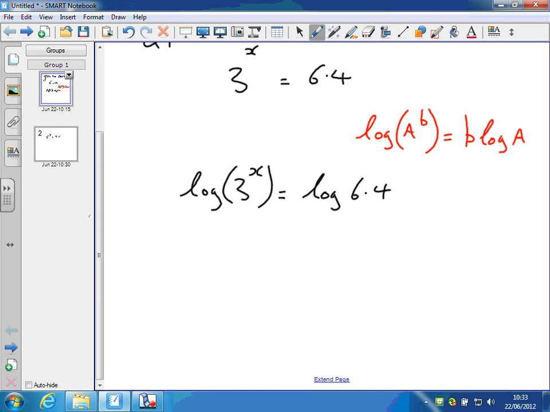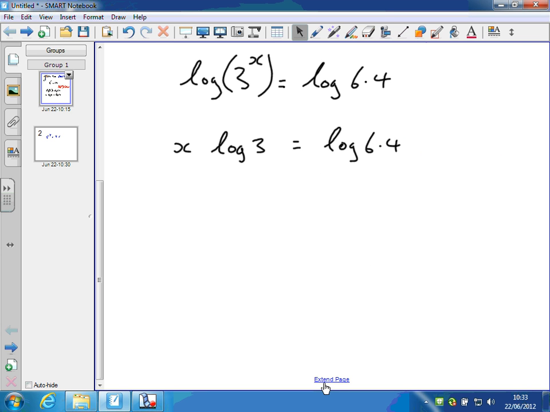Using that law of logarithms that we've just written down, that means the x can come down and become a multiply. So x times the logarithm of 3 equals the logarithm of 6.4. And now it's just straight algebra. Remember that the logarithm of 3 is a number. It's not logarithm times 3, it's the logarithm of 3. And this is the logarithm of 6.4. So I can think of those as numbers. I can use the normal rules of algebra on those.